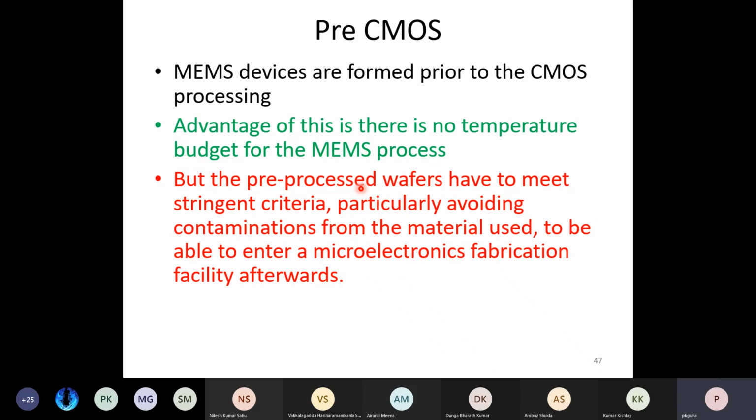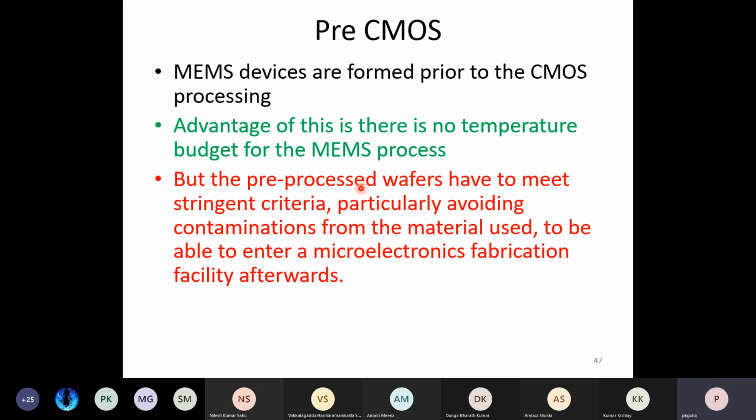Okay, so this pre-CMOS integration is mostly true if you have your own foundry. Say Intel has their own foundry, or Analog Devices has their own foundry, they can make their own sensors beforehand and then use their foundry to develop the integrated circuit required for their sensors. So the pre-CMOS, although it sounds very good because you don't have the temperature budget issue for developing your sensor and other devices, is accessible only to those who have their own fabrication lab.